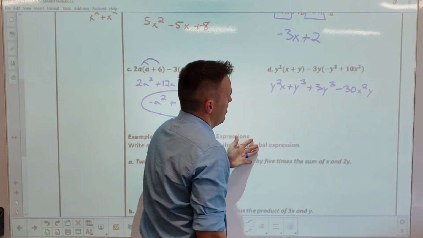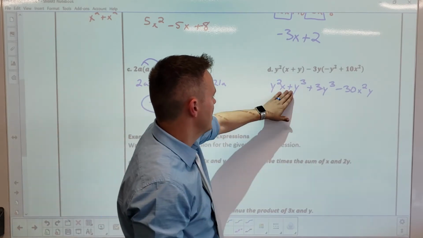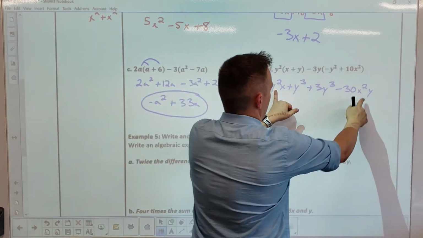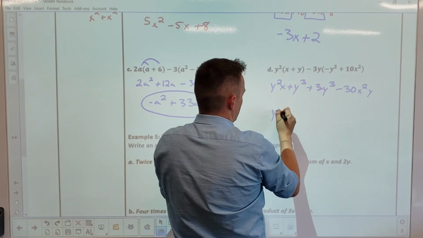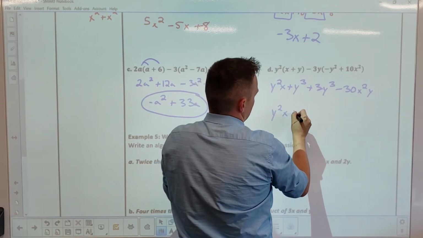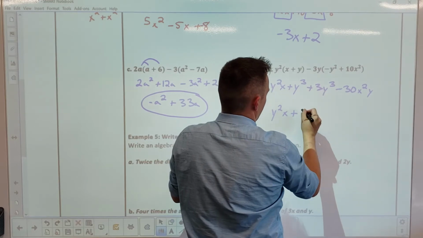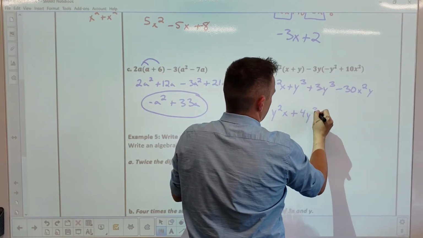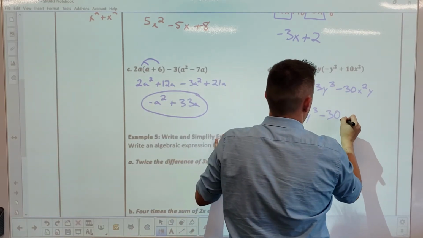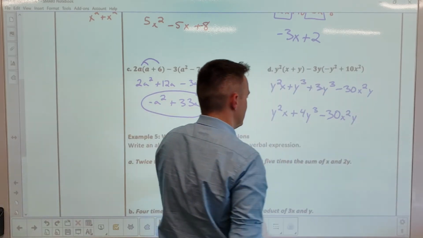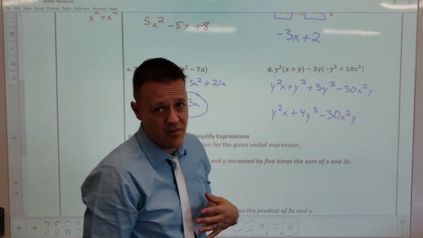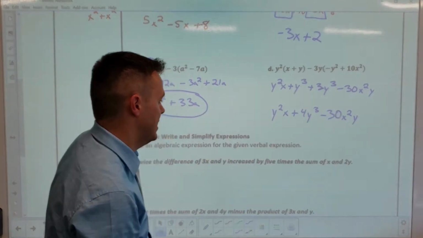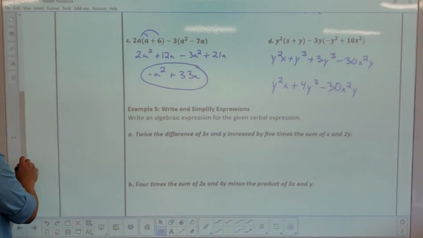And does anything here match up? Okay, I have a y to the third. I have a y squared. That doesn't match. But I do have the middle terms. So you end up with y squared x plus 4y to the third minus 30x squared y. Okay, so that would be your final setup on that equation. Can you combine like terms any farther than that? No, you cannot. So please make sure you guys are fully aware.